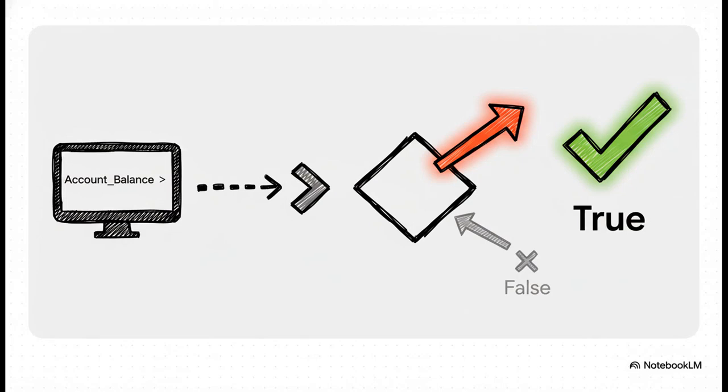So what happens when you actually make a comparison? Well, you're asking the computer a simple yes or no question, and the computer doesn't give you a number back, it gives you a straight answer, true or false. So, is the account balance over 100? In this case, yep, true. This simple two-option answer is the absolute foundation of all computer logic.